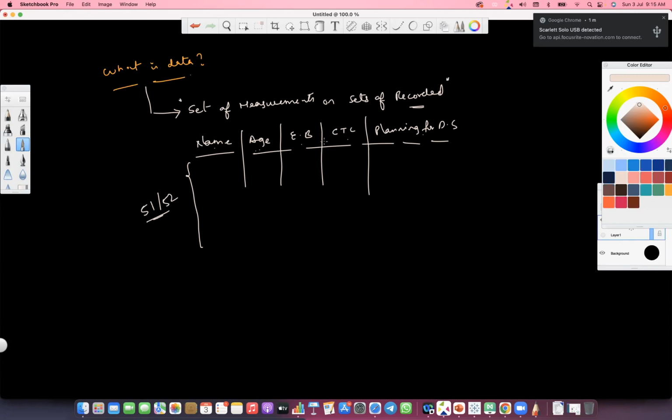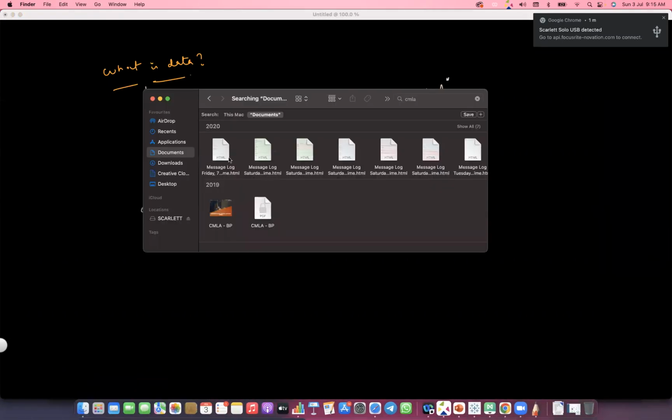The reason why we need to collect a huge amount of data, the more recorded values, is very simple. For example, let me showcase one small document. Just give me a moment.